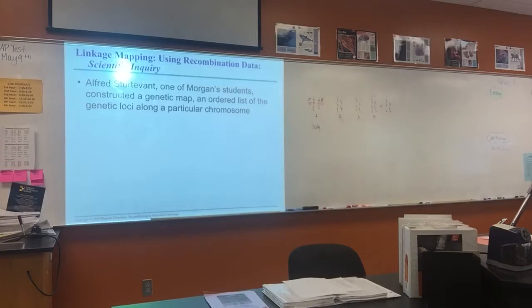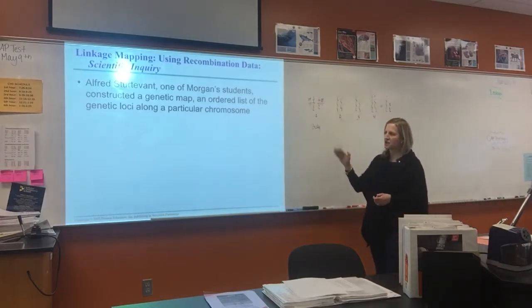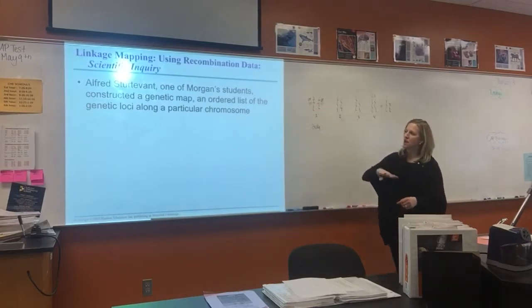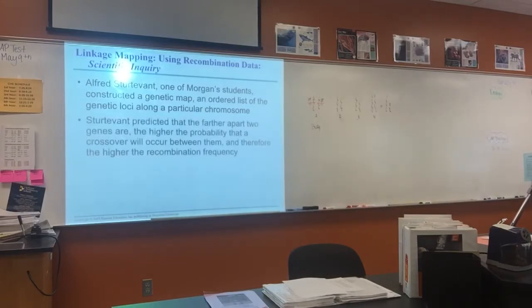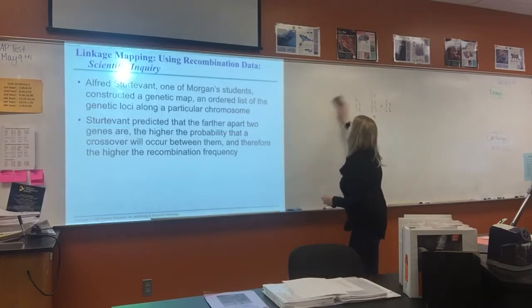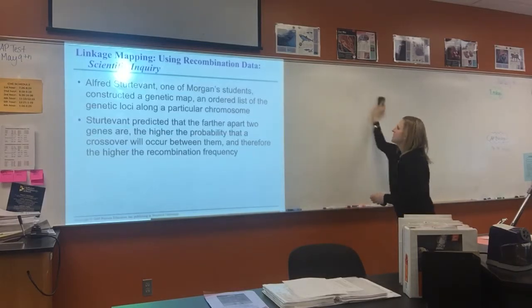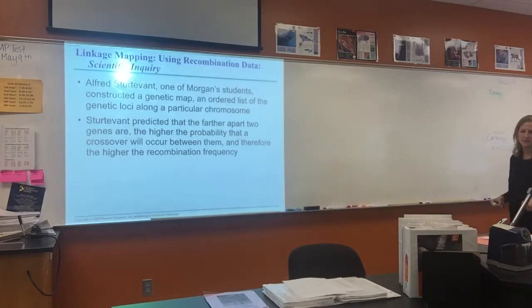So Morgan's student, Sturtevant, used the recombination frequencies. He constructed a genetic map, which was a list of the genetic loci, which means location, along a particular chromosome. So he could map out where genes are in relationship to one another along a chromosome. And he predicted that the farther apart 2 genes are, the higher the probability that a crossover would occur between them, and therefore the higher the recombination frequency. Let me draw what that means here.